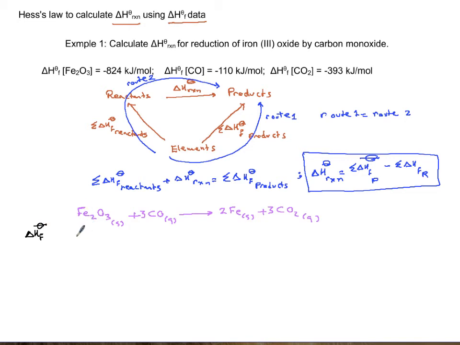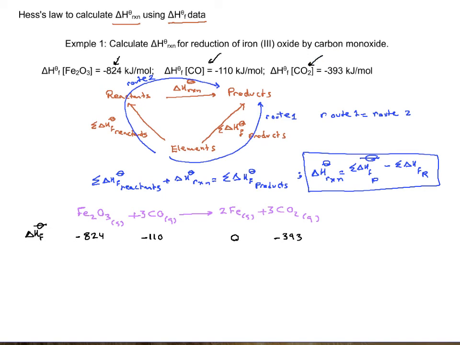For iron oxide it is minus 824, so I use this one. For carbon monoxide it is negative 110 kilojoules, I used it. Fe, elements are 0 by definition. Delta H formation of elements are 0 because you are using the same element to make the element, therefore their delta H formation by definition is 0. Carbon dioxide is minus 393 kilojoules per mole, so I used it.